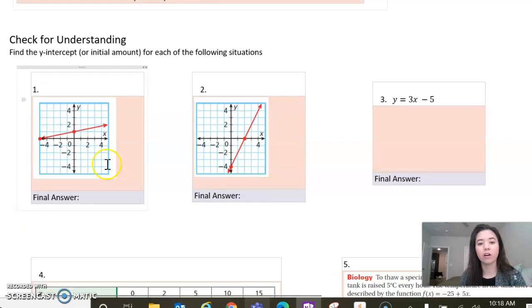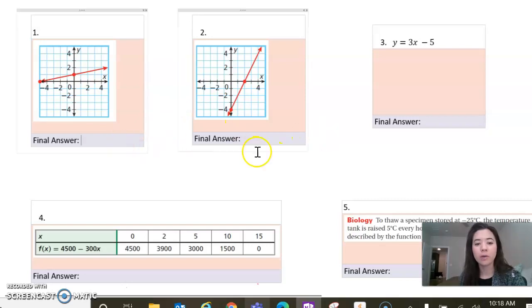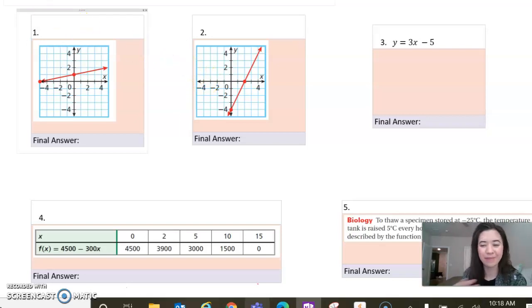All right, there are 5 problems for you to do. Give it your best shot. Tell me what your y-intercept is for each, and then come back and pause me when you're ready to check your answers. Or sorry, pause me and begin, come back when you're ready to check.